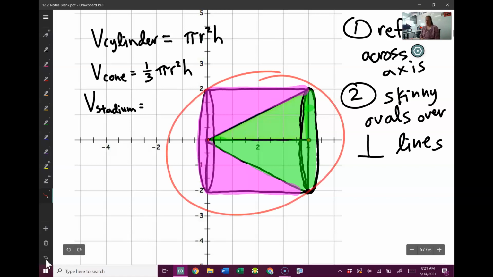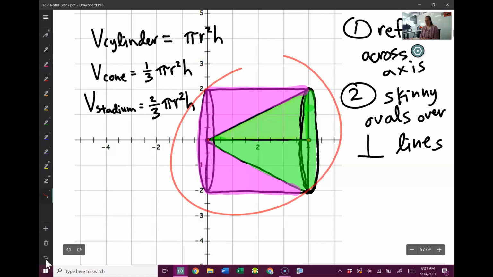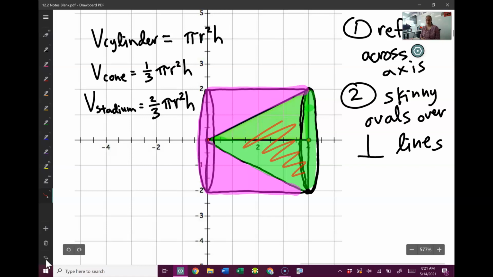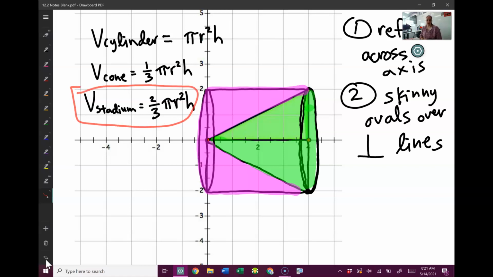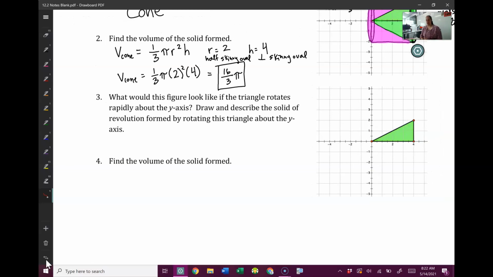So if I want the whole cylinder, but I want to take out 1/3 of it, then I'm going to be left with 2/3 of it. Think of it like a pie. I have the whole pie. I want to take out 1/3 of the pie. So I'm left with 2/3 of the pie. So the volume of a stadium is this equation right here, 2/3 pi r squared h. That's the stadium shape or the anti-cone, whatever you want to call it. So let's apply that and come back to question 3.